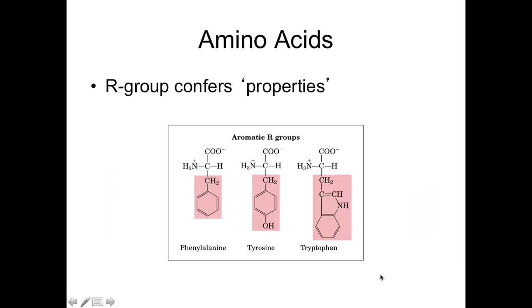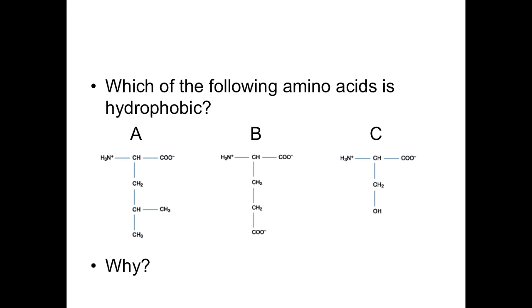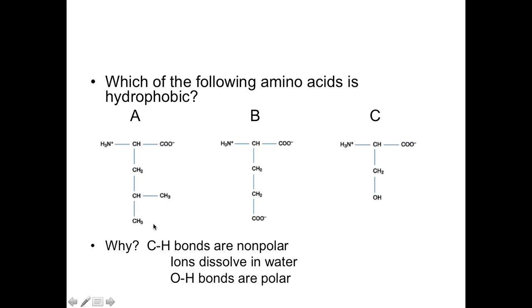Okay, the aromatic R groups have rings. Tryptophan, tyrosine, phenylalanine. They all have those benzene rings. All right, so which of these is hydrophobic? What are you going to look for? You're going to look for the hydrophobic R group. Remember, you'll always have the amino group and you'll always have the carboxylic acid group, and those are never going to be hydrophobic, but that's not what you're looking for. You're looking for the hydrophobic R group.